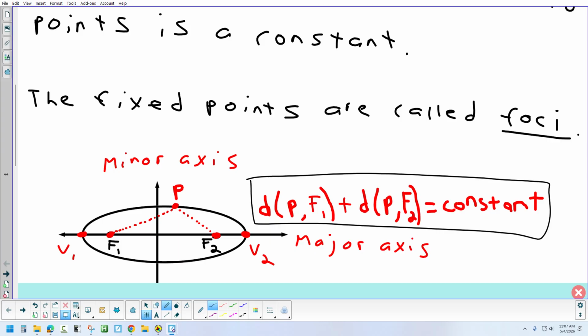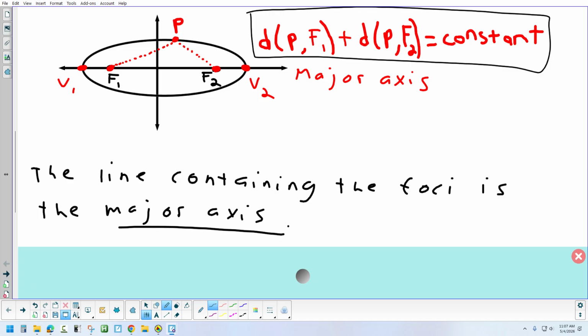Anyone ever guess what the V1 and V2 stand for? They're the edges of the ellipse, the long way. And in this particular problem, the long way is horizontal. You have a guess? Yeah, they are vertices.